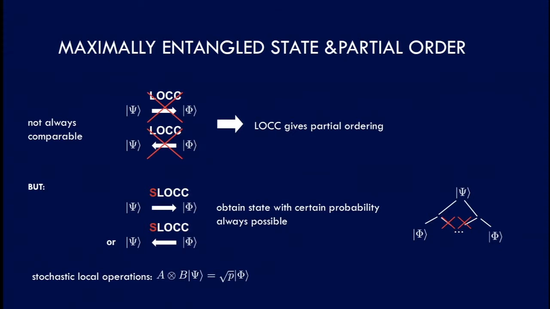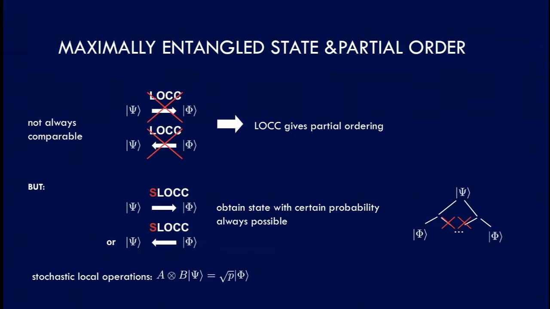And what this means physically is that I start out with my state psi, Alice makes a measurement, communicates something to Bob, he also makes a measurement, and for some of the measurement outcomes, they indeed obtain the state phi. For some others, they obtain something else. But at least with some probability, they were able to go to the state phi.